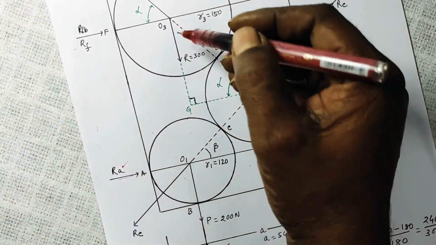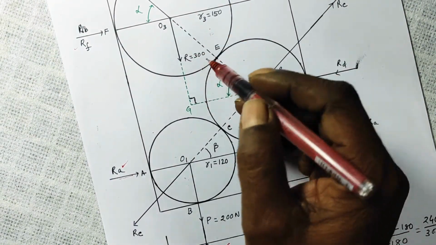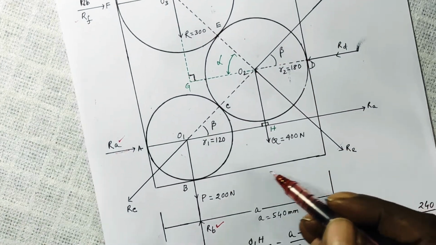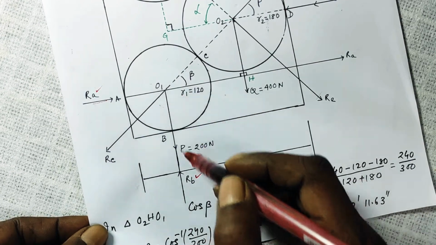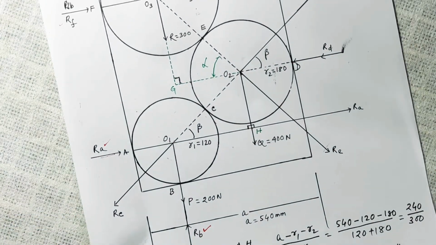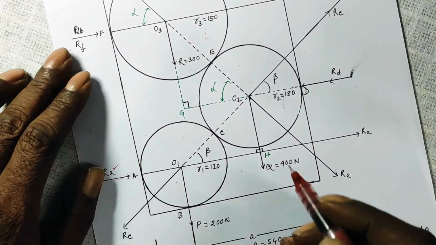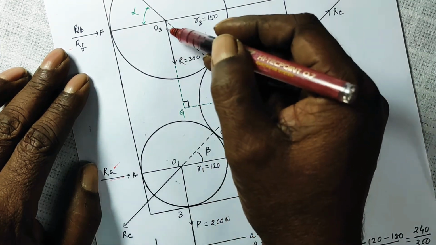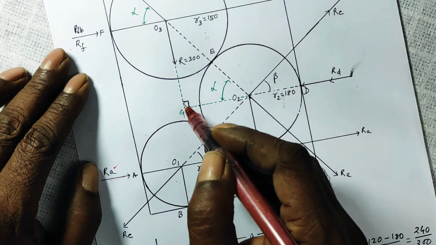Now, the weight of this one is 300 Newton, weight of this one is 400 Newton, weight of the first cylinder is equal to 200 Newton. Now, if you extend this line, we get a 90-degree angle here.